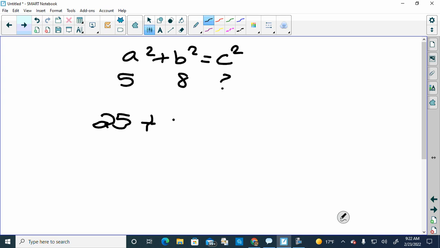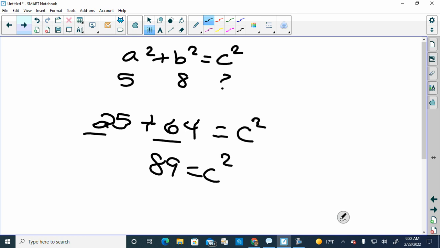Squaring 8 would make it 64. Okay, and that gives me c squared. So I need to combine those two, which gives me 89. But notice on your line it doesn't ask for c squared, it asks for c.